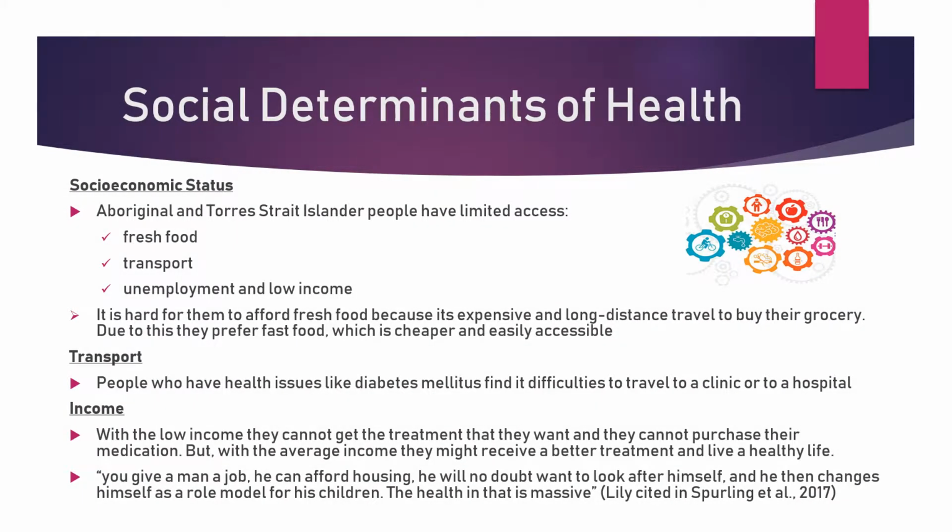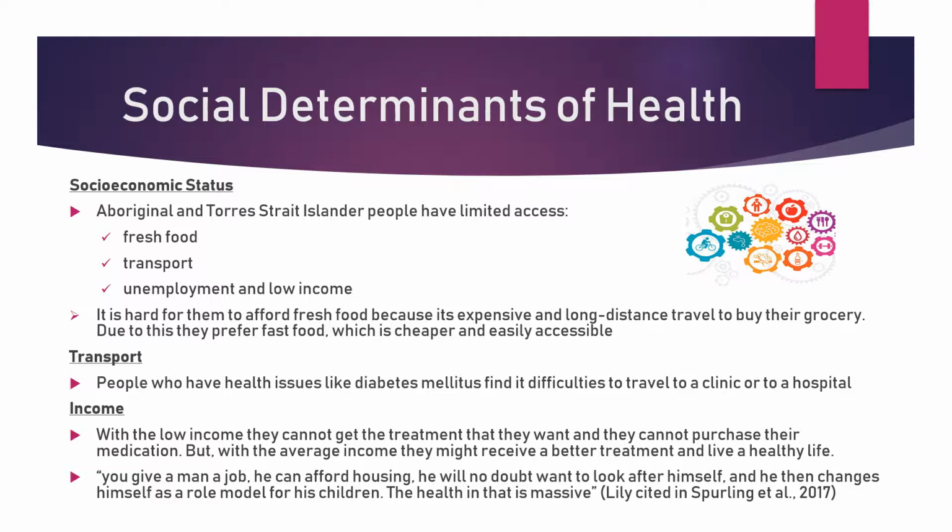In remote areas, the Aboriginal and Torres Strait Islander belongs to a lower socioeconomic class. They have limited access to fresh food and transport, are victims of poverty and unemployment, and are low-income earners. For diabetes mellitus patients, it is very important to have a healthy diet, but due to the socio-economic condition, it is very hard for them to afford fresh food because it is expensive, and they are required to travel a long distance to buy their grocery, which would add to their expenditure. Thus, people in remote areas prefer fast food since it is cheaper and easily accessible.